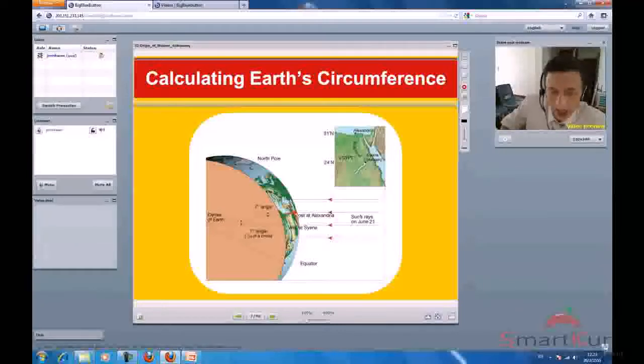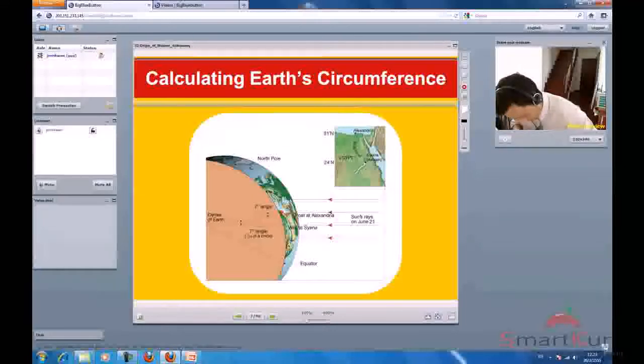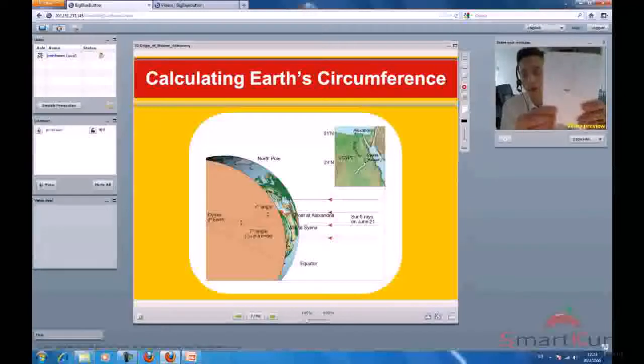Now, Eratosthenes realized that if he put a giant post at Alexandria, he could measure the length of the shadow, and from the length of the shadow, he could calculate the angle of the sun. Here, I'll draw you a picture of that. So here's my rather crude picture.